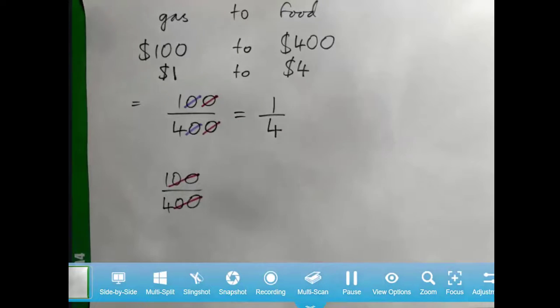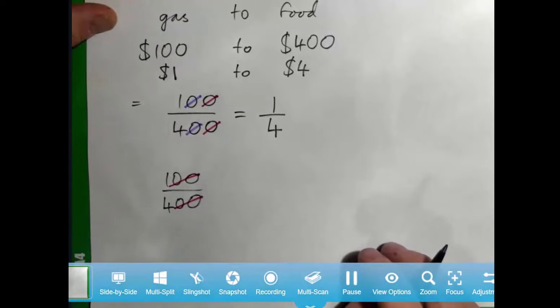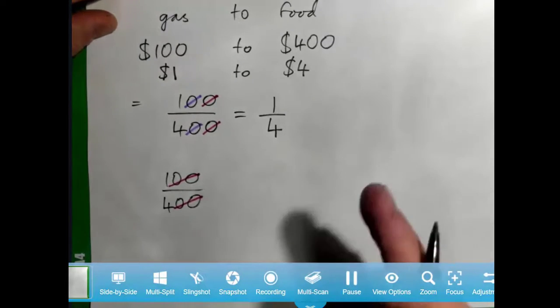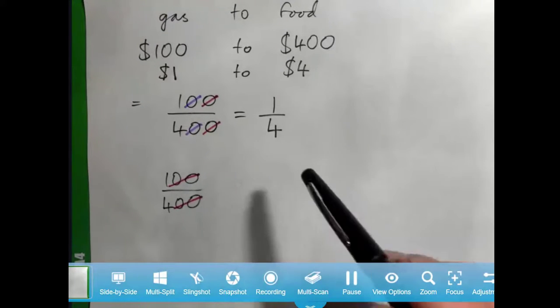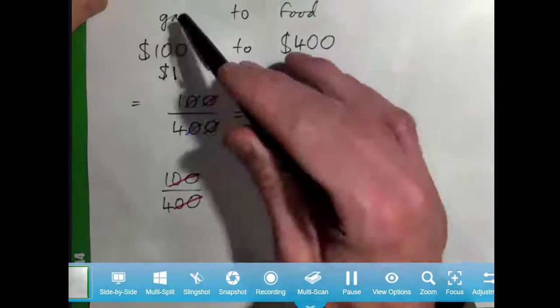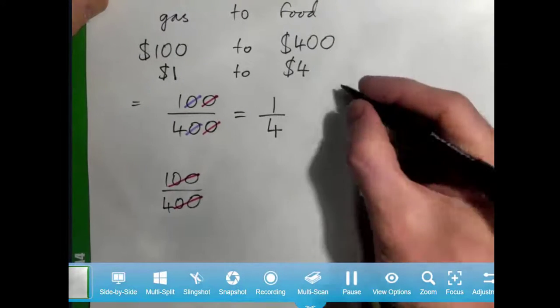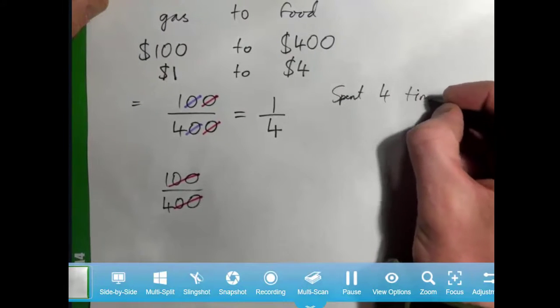Okay. Yes. So in real life, that means what? Means every $1 of gas you spend, you spend $4 buying food. Good. How much more do we spend on food than gas? We spend 4 times more on food than gas. Good.